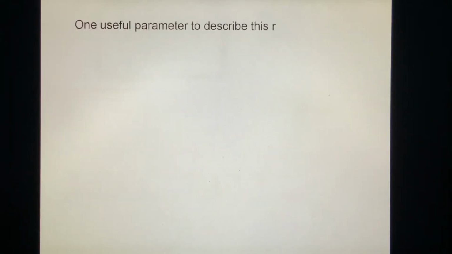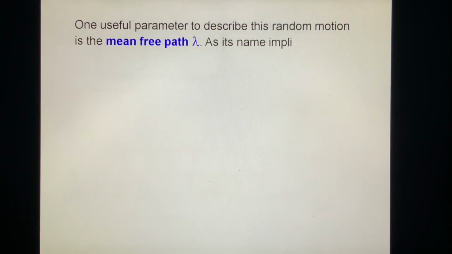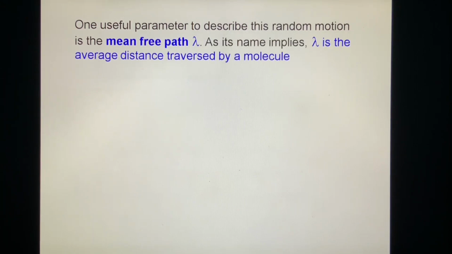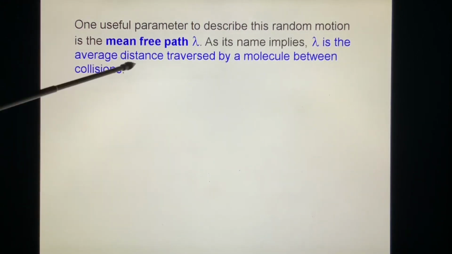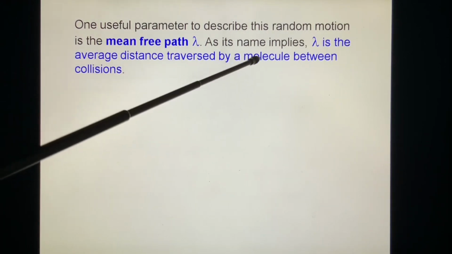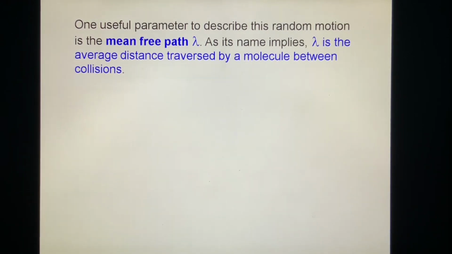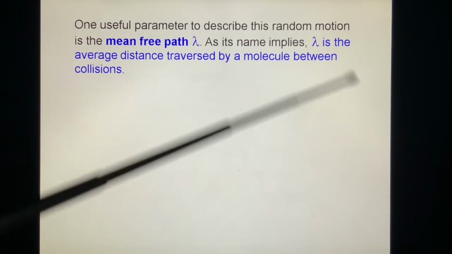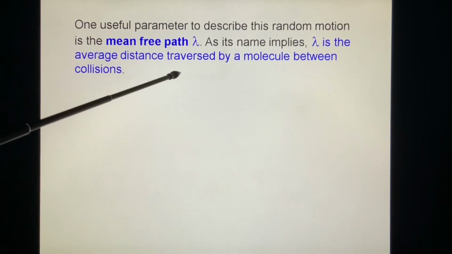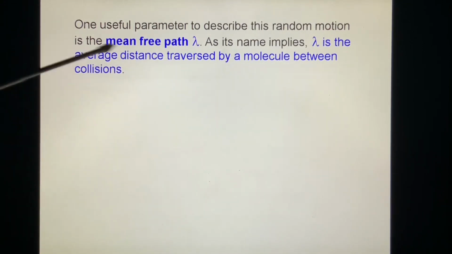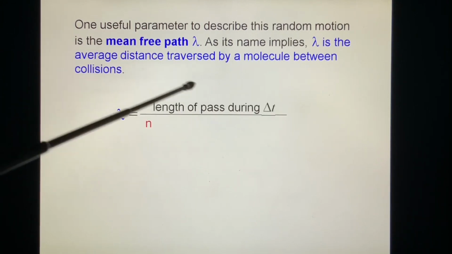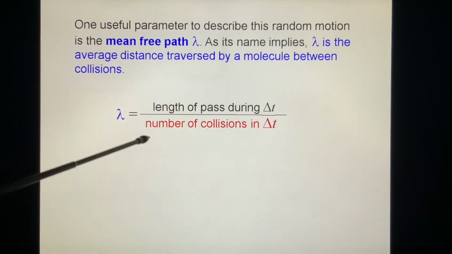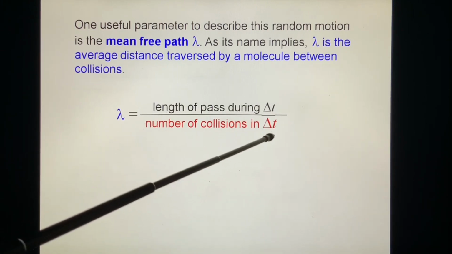One useful parameter to describe this random motion is the mean free path, lambda. As its name implies, lambda is the average distance traversed by a molecule between collisions. So lambda is equal to what? It's the length of path during delta t over the number of collisions during delta t.